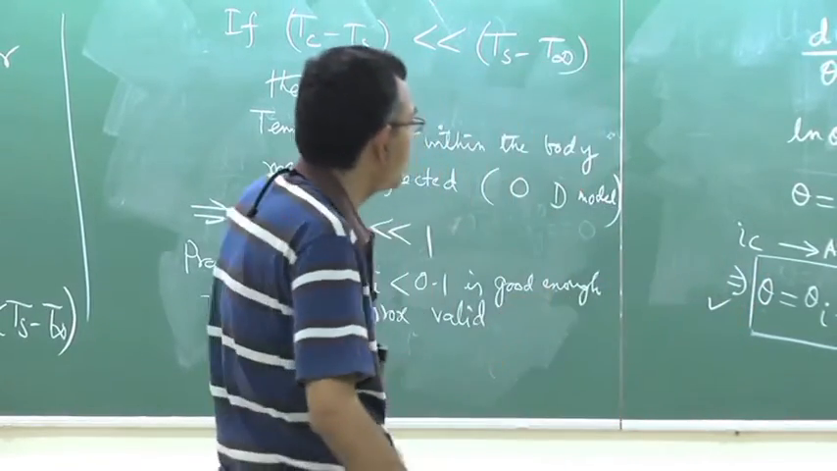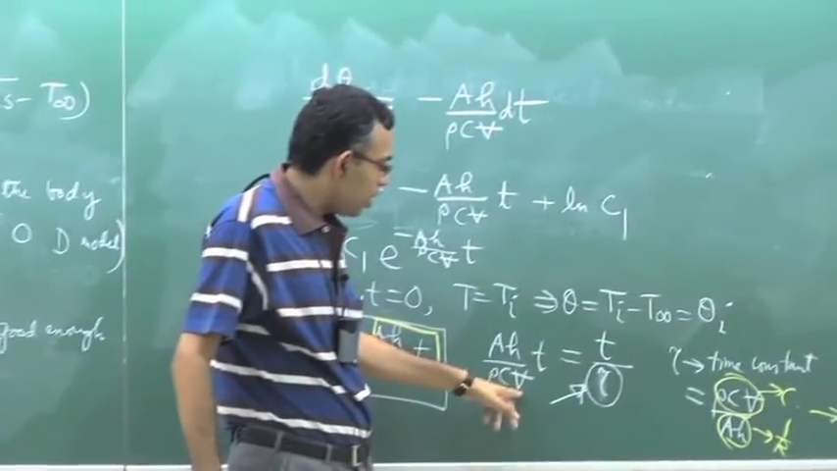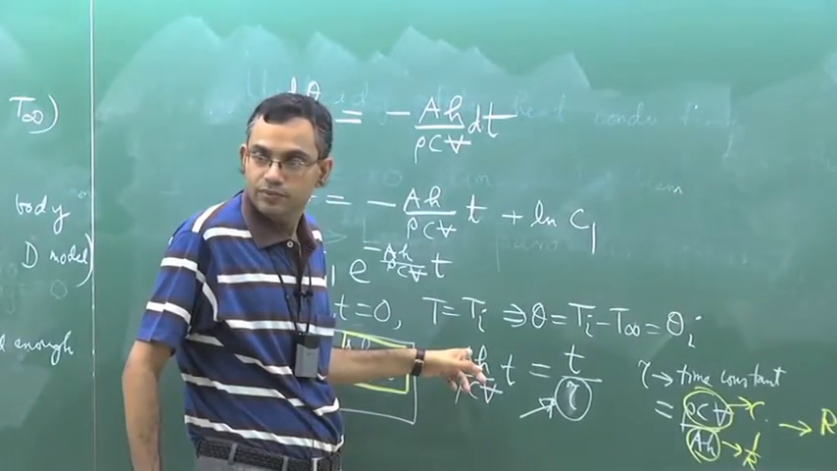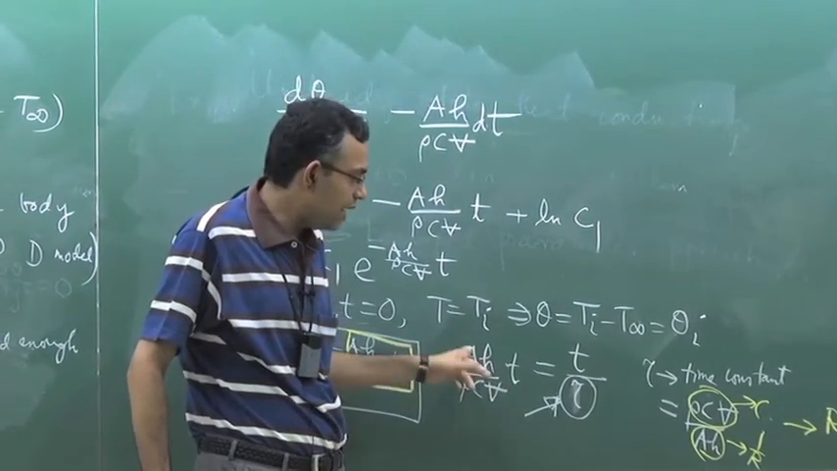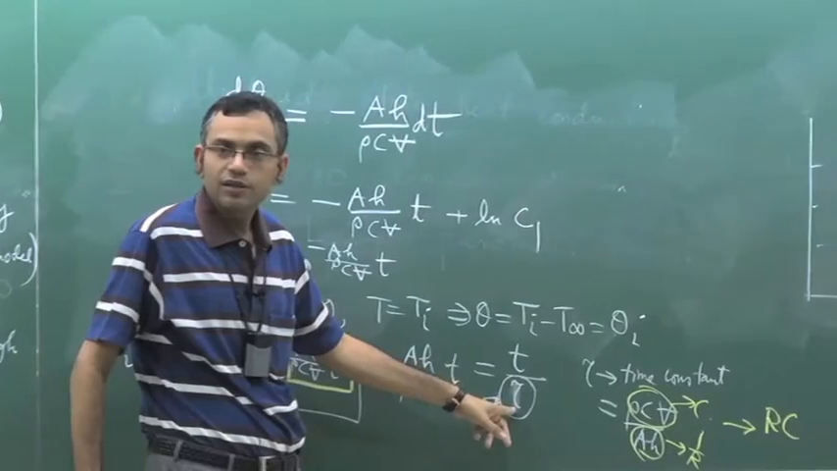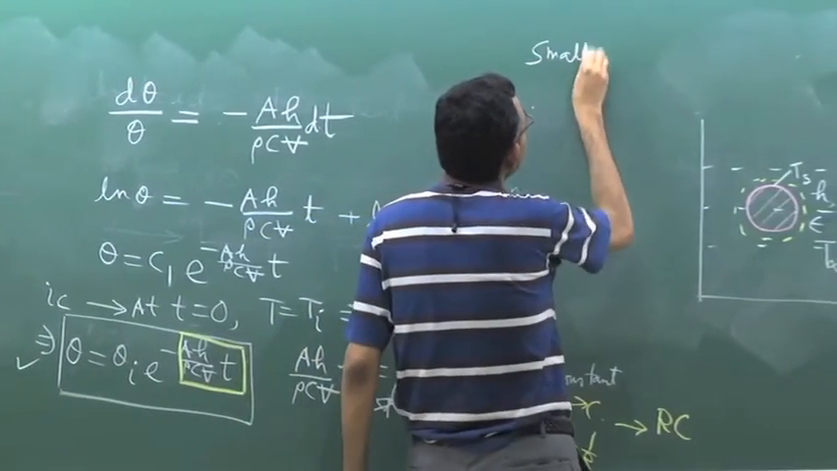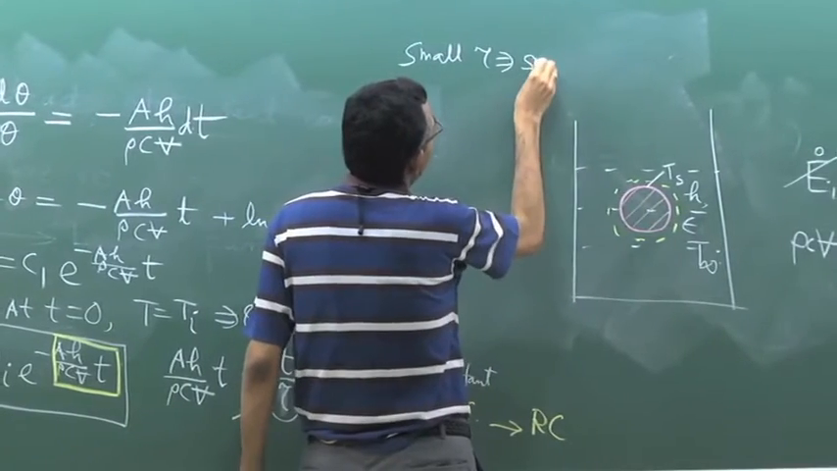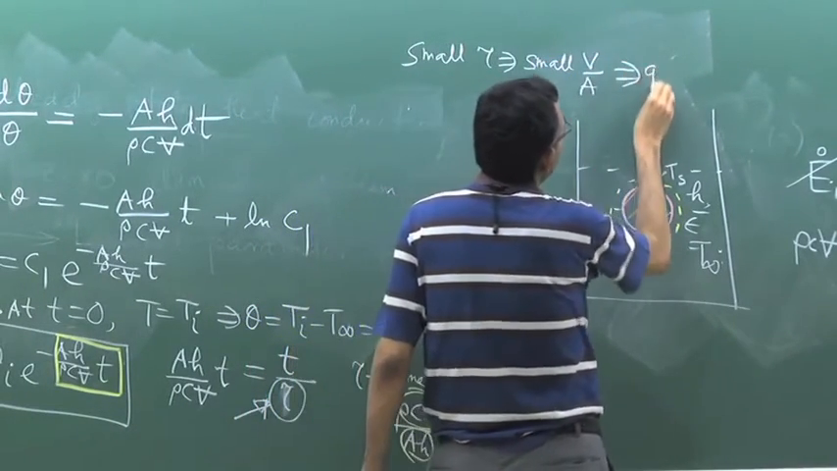And short time constant means what? Short time constant means small volume by area. So small tau means small V by A. This means quick response.